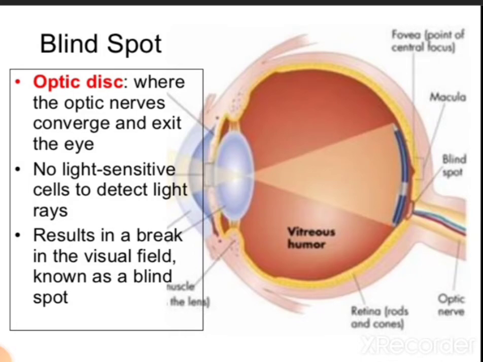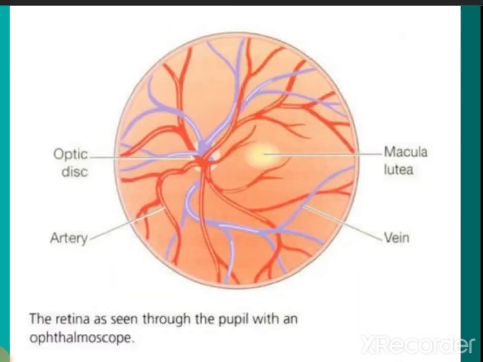Then the blind spot, the optic disc, where the optic nerve fibers converge and exit the eye. There are no light sensitive cells to detect the light rays. It results in a break in the visual field known as the blind spot. Here we can see the macula, the clearest vision, and the optic disc, that is the blind spot, where the blood vessels reach the retina, and here no light sensitive cells are found.